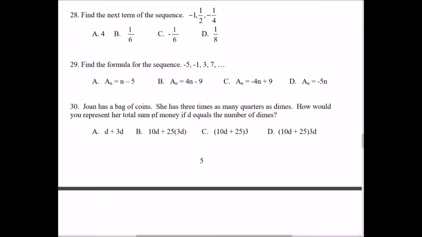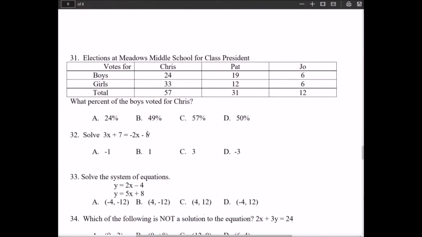Well, I don't have 3 times as many quarters now as I would dimes, so that one's out of the question. And 10D plus 25D, plus 25 times 3D, the whole value. Now I have 30D squared plus 75D. That doesn't work out either. So B realistically is the only option we have here.